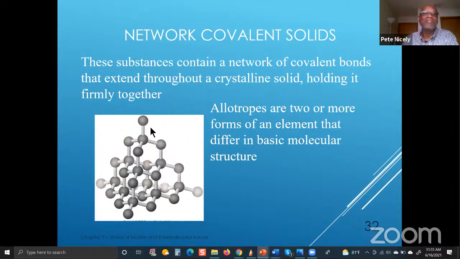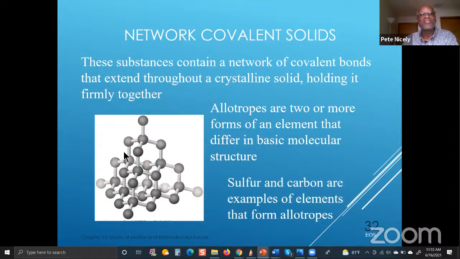Allotropes. So carbon, or diamond, I should say, is what we call an allotrope of carbon. Allotropes are basically two or more forms of an element that differ in their basic molecular structure. So this is one allotrope of carbon. There's another allotrope known as graphite, and there are others as well, but those are the two most common allotropes of carbon. In this particular allotrope of carbon, as I said before, this is basically how the bonding occurs, and as a result, it imparts certain properties to carbon in this form, including that it's a very hard structure.